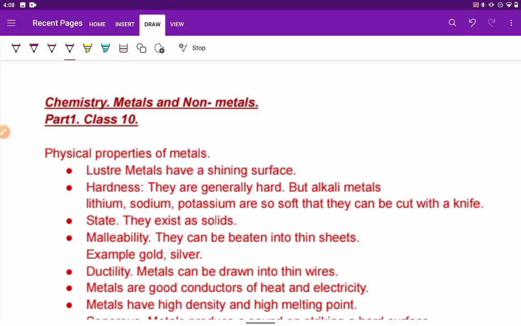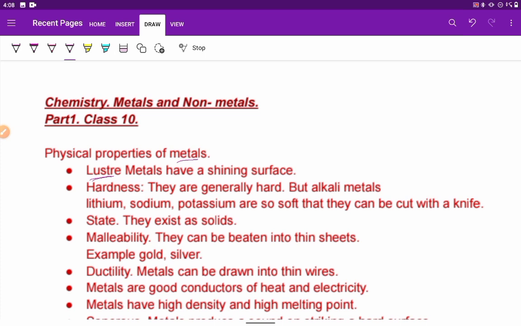Today we will deal with the topic in chemistry, metals and non-metals. This is part 1 of the chapter meant for class 10. Now first of all we will see some physical properties of the metals. First one being luster. The metals have a shining surface. The metals shine. We know that many metals like gold have a good shine, that's why it is used for making jewelry.